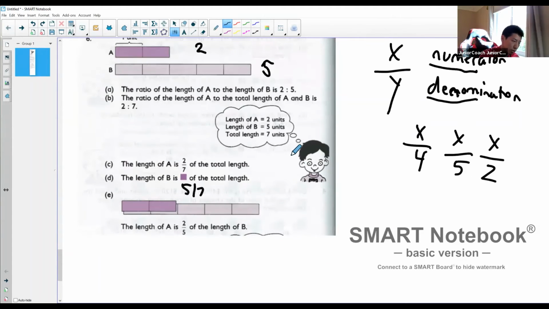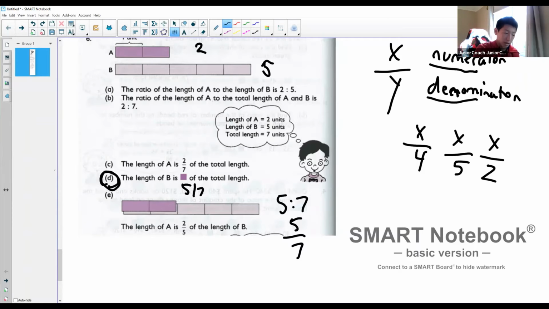In context of a whole, right? So when we see example D here, we're talking about B to the total length. And we can actually take this as if it was a ratio. And since it's 5 to 7, we can say it's 5 over 7 because there's 7 pieces total, and then it's 5 on the top.